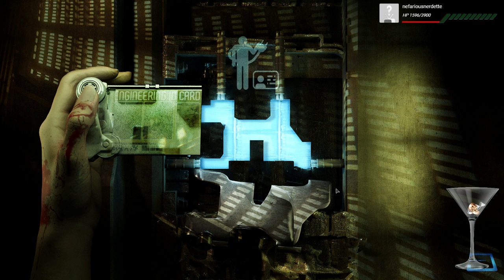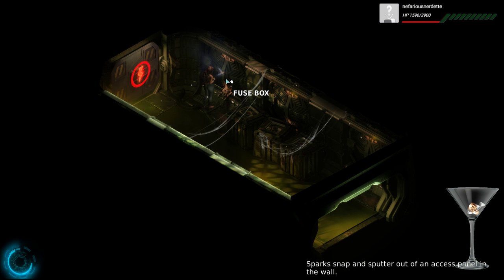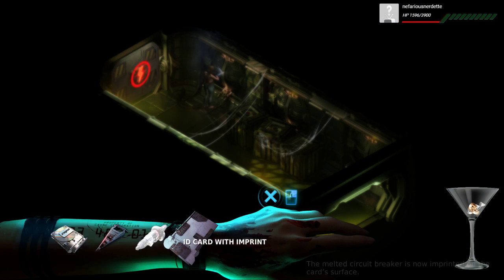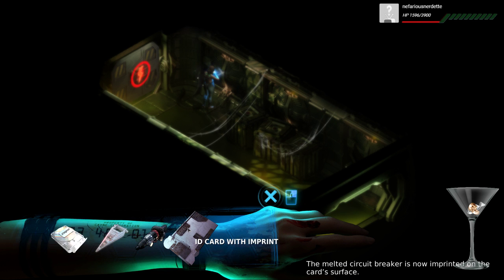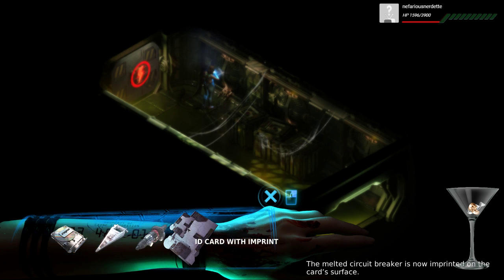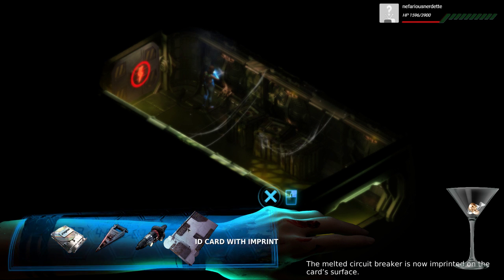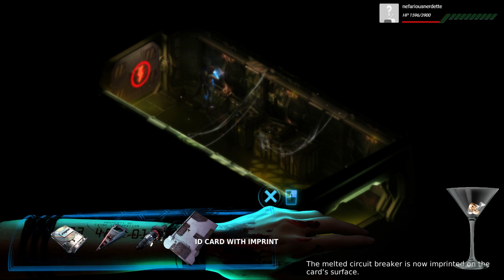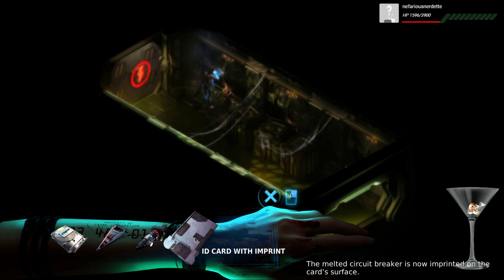Alright, so I've done this now. That was weird. Well, now what? I got this ID card with imprint. Alright, cool. What do I... Now imprinted... Melted circuit breaker is now imprinted on the card's surface. Yeah. What do I do with that?